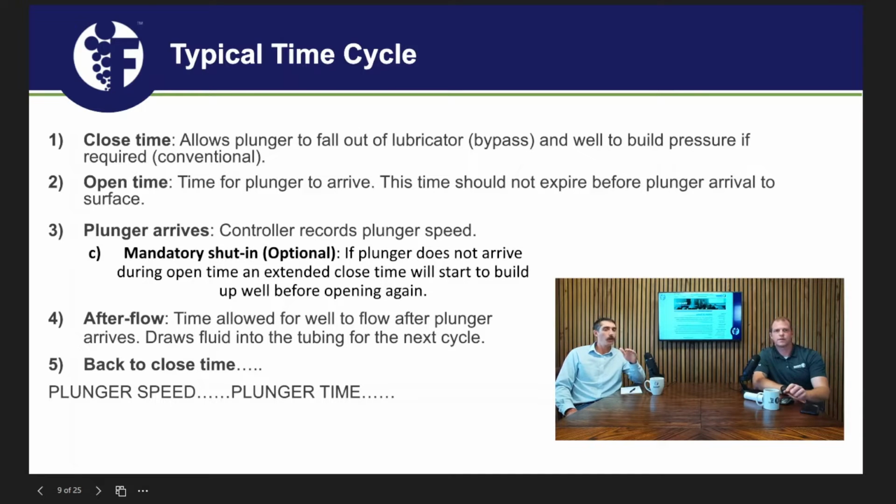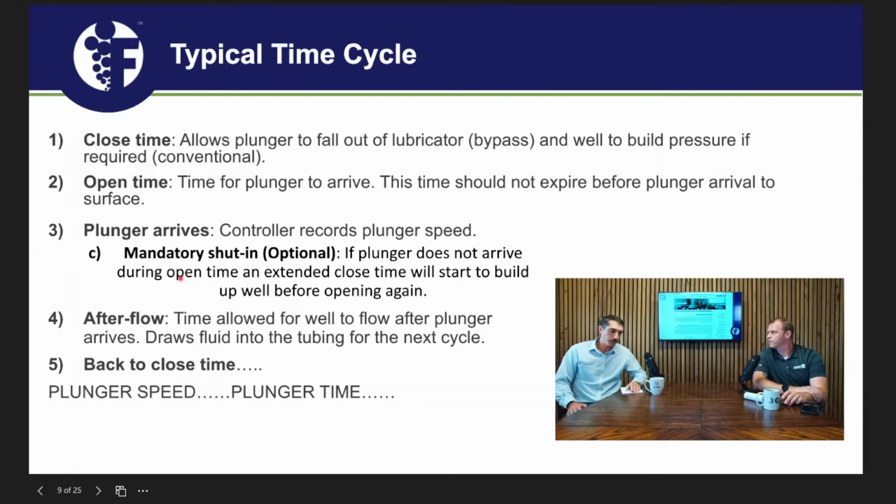So we went close time number 1. Open time for the plunger to come up, number 2. To come back up. Number 3, we say the plunger arrives, so then it would go to afterflow. But we do have a sensor that recognizes the plunger. If it doesn't, at that point, oftentimes we have what we call a mandatory shut-in.